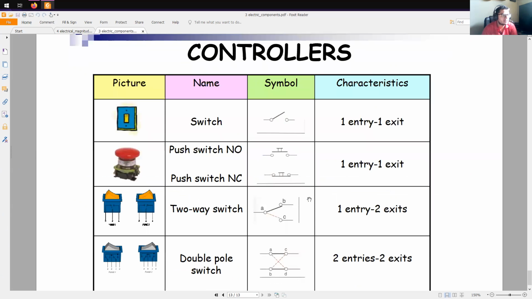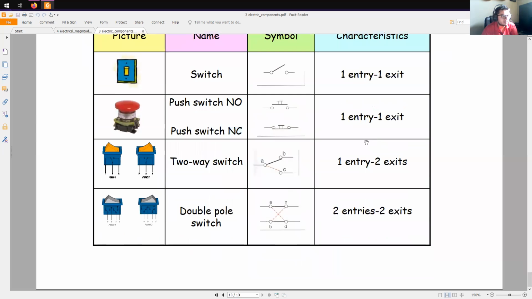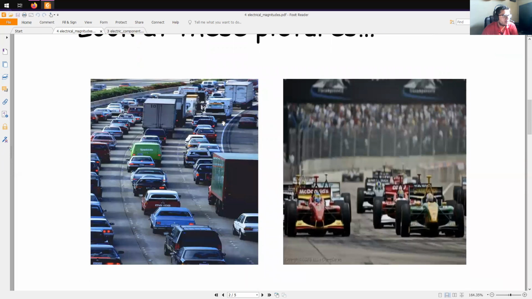Controllers, que eran los IC allá, era de que yo puedo tener desde algo muy sencillo hasta algo muy complejo. Tengo aquí switch, push switch, okay, for normally open, normally close, ¿verdad? Normalmente abiertos, normalmente cerrados, two-way switch, and double pole switch, and the characteristics for those. Okay, continuing here, look at these pictures. Veamos las imágenes.